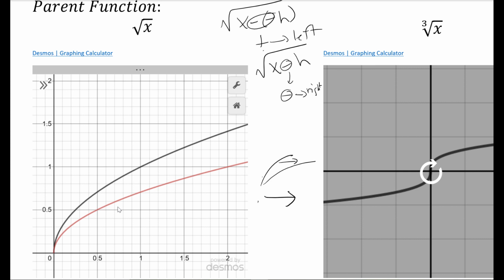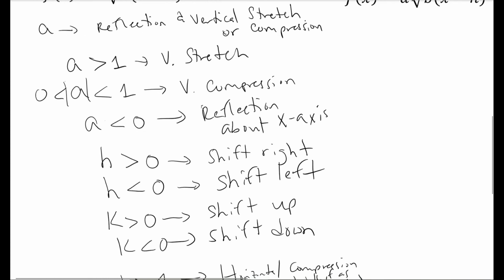You can also think of this as a vertical compression. So notice what happens. The original value, when the y value is 1, the x value is 1. Now, when the y value is still 1, the x value changes to 2. So the x value changed from 1 to 2, which means it got stretched by a factor of 2, because 1 times 2 is 2. So therefore, we call that a horizontal stretch.